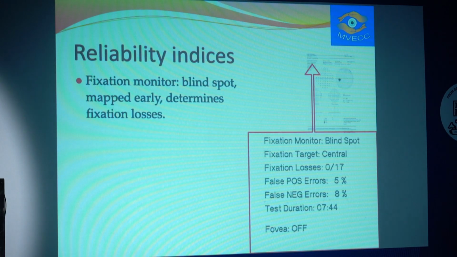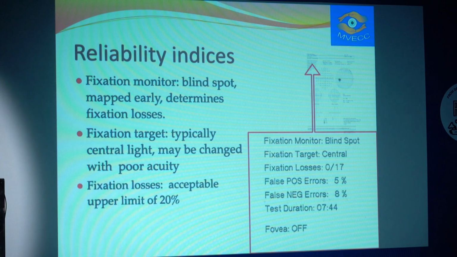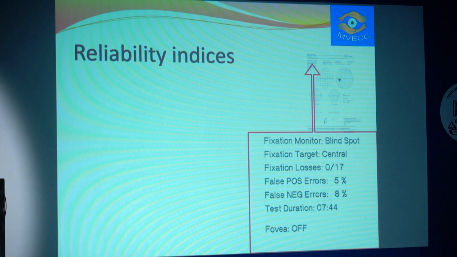The fixation pointer is usually the blind spot, and it is mapped early. What the perimeter does is it gives another stimulus at the blind spot. If the patient says that it is seen, then it is marked as a fixation loss. Fixation target is typically a central light. Up to 20% of fixation losses are acceptable.